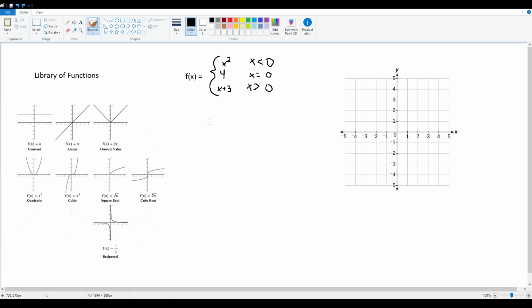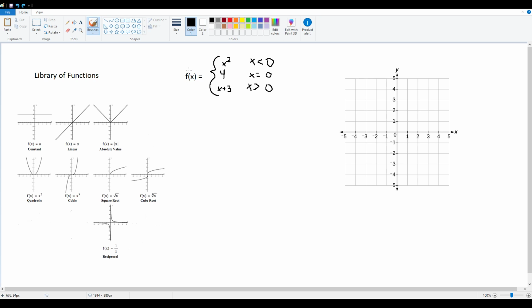Solve a piecewise function. The library of functions is a list of functions which can be used on a graph, starting with the constant, linear, absolute value, quadratic, cubic, square root, cube root, and reciprocal functions. Now, we'll start working on the piecewise function.